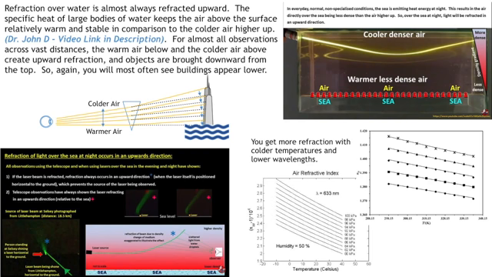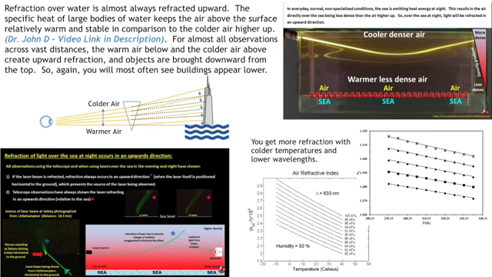But keep in mind, refraction over water is almost always refracted upward. The specific heat of large bodies of water keeps the air above the surface relatively warm and stable in comparison to the colder air higher up. Again, video link in the description. So for almost all observations across vast distances, the warm air below and the colder air above create upward refraction of an object, and the objects are brought downward from the top.